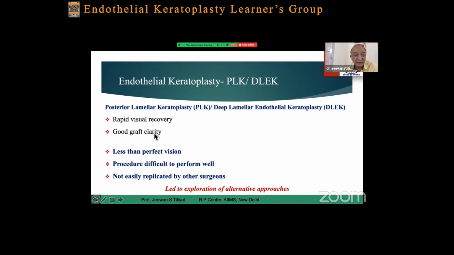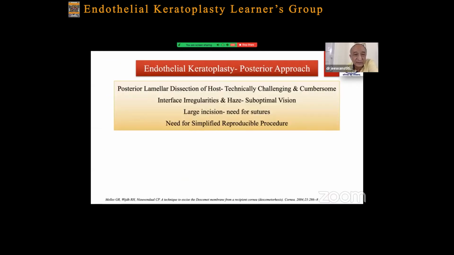They did have a graft clarity also. But the vision was not perfect in these cases, and it was a very difficult procedure as such, not easy to replicate by other surgeons. I remember we also procured these instruments and could not replicate the procedure in our place also. This led to exploration of alternative procedures for endothelial keratoplasty.